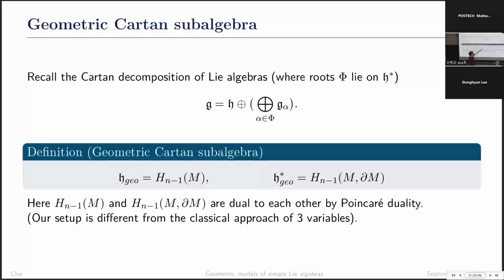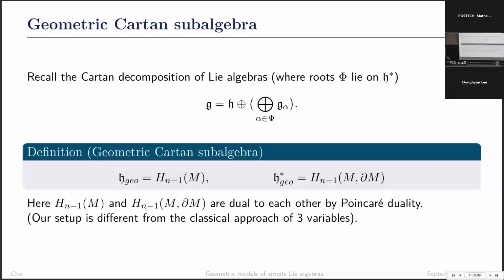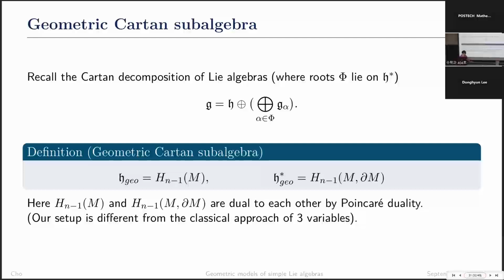And of course, when you have an arc, its variation image should land on the closed curve. So it actually lands here. Usually the Cartan algebra is unique up to conjugation, but in this case your geometric Cartan subalgebra seems to be canonical. Is it? Right, so we haven't chosen the basis. For example, if you choose a path, you get these vanishing cycles. If you choose different paths, you get different vanishing cycles. They are all bases of this middle dimensional homology.